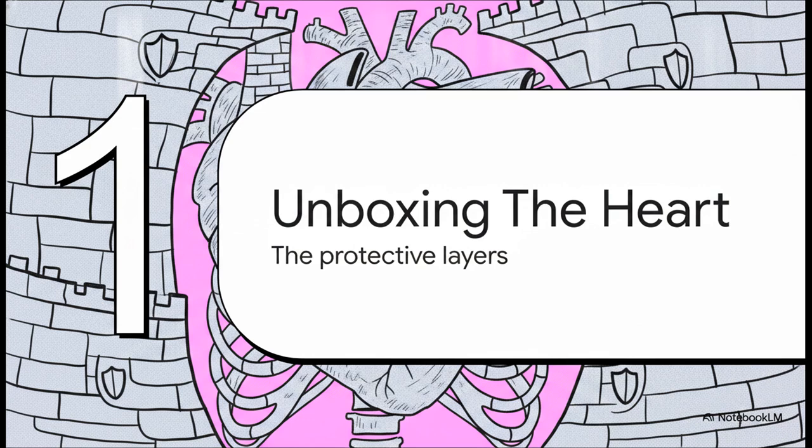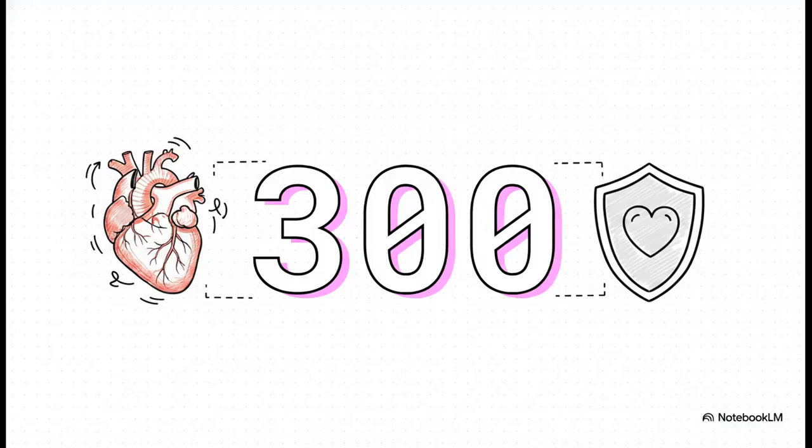Section 1, unboxing the human heart, the protective layers. Okay, let's dive into this. To get to the organ itself, we first have to examine the heavy fortification surrounding it in the middle mediastinum, which is just the central compartment of your chest. Now, it might actually surprise you to learn that the average adult male heart weighs merely 300 grams. For females, it's about 250 grams. So it's relatively small, yet it carries this massive, non-stop physiological responsibility for your entire life.